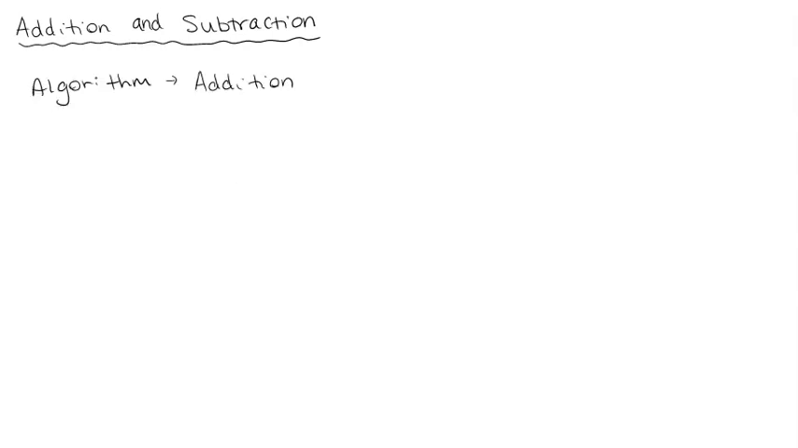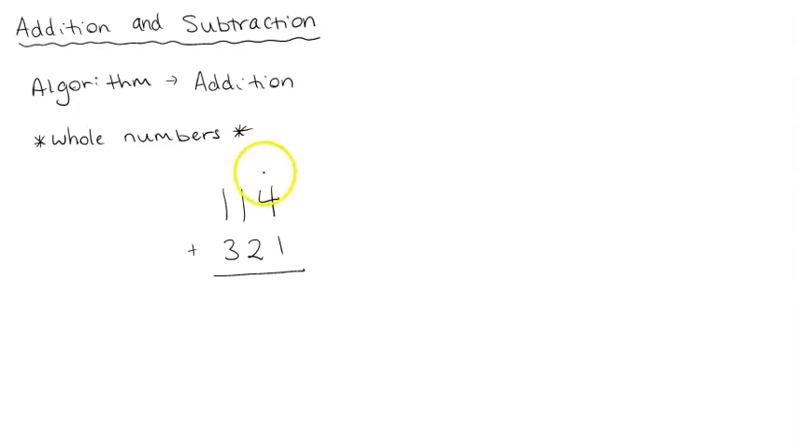Let's get started. Let's talk about the process for addition. We're going to start with whole numbers. Let's use an example. Let's take 114 plus 321. We want to think of these numbers in order of groups of 10.